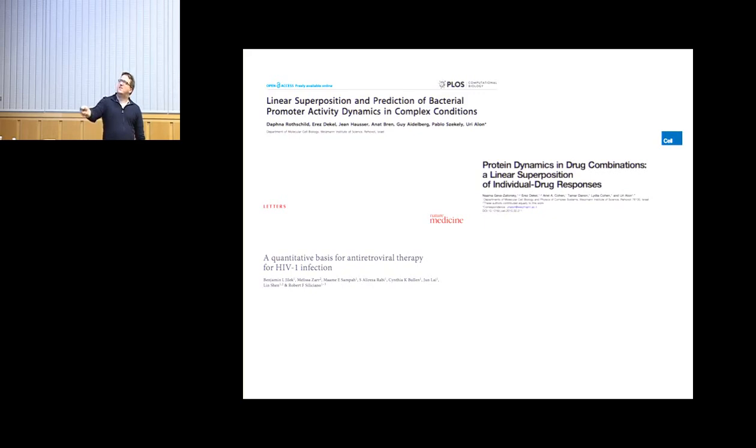So they looked at HIV. In this case, they were looking at promoters in bacteria. So now they're not looking at growth rate. They're looking at the individual promoter. And they find that in that case, you can also predict it, at least for a large class of promoters. There were some that you couldn't predict it from. So in other words, you can predict how the promoter responds to a drug combination from the way the promoter responds to a smaller combination.